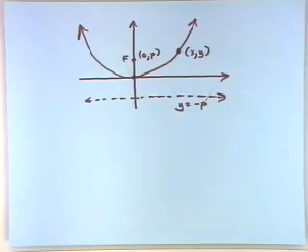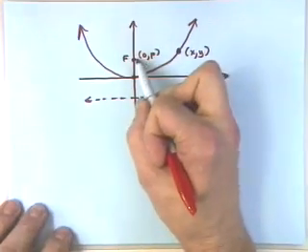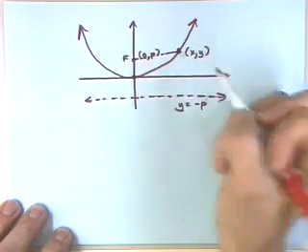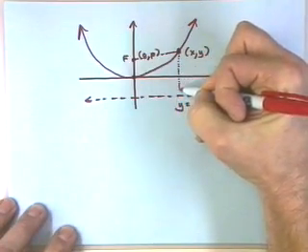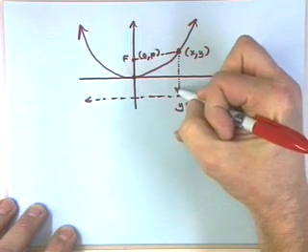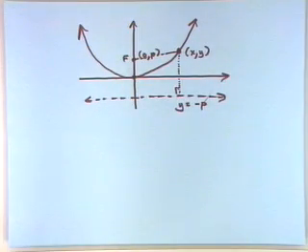So the point (x, y) that's on the parabola, the distance from (x, y) to (0, p) better be equal to that distance, right, by definition? The distance from any point on the parabola to the focus had better be the same as the distance from that point to the directrix. And let's use that to generate the equation.